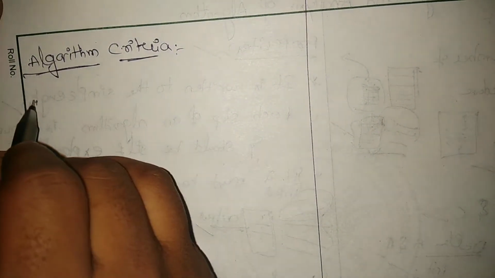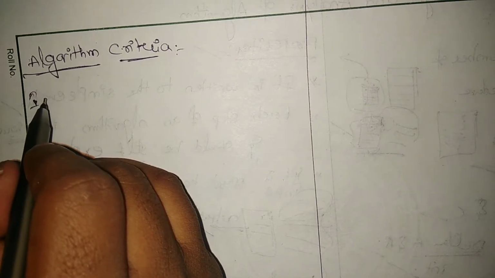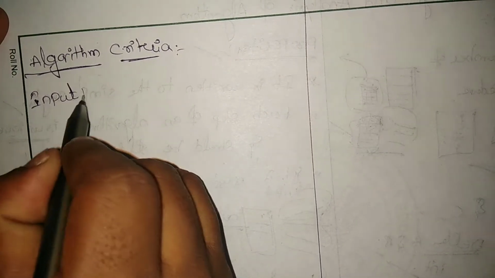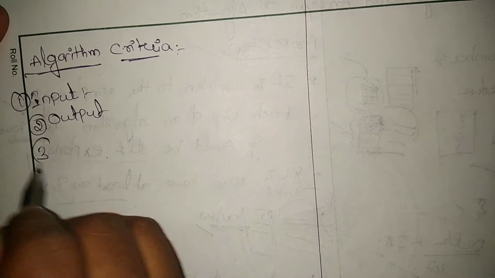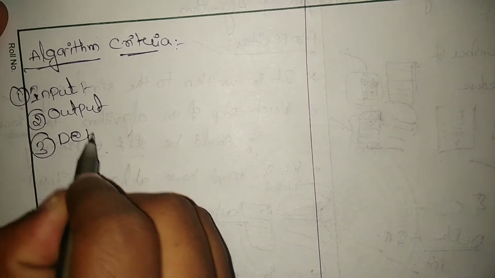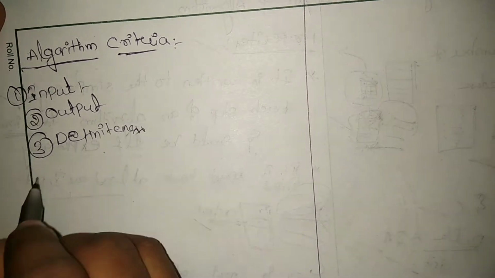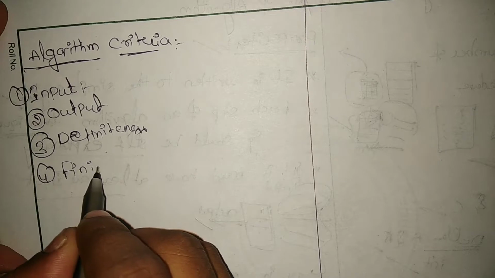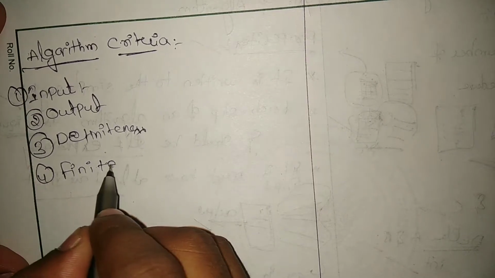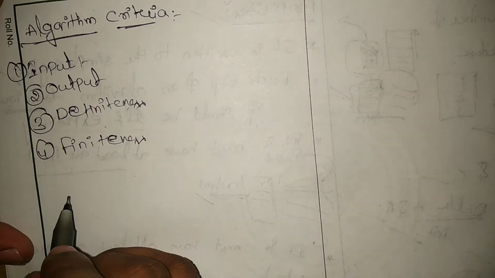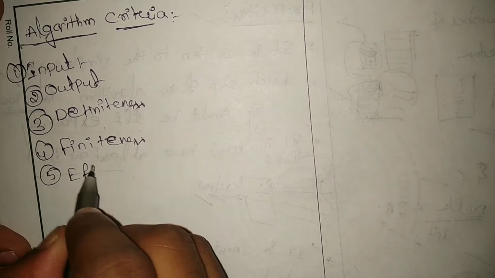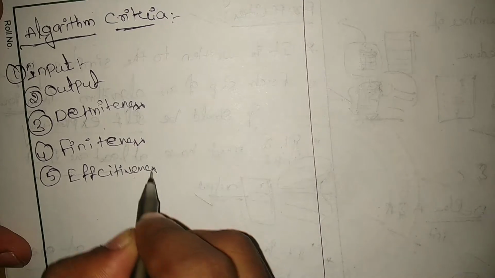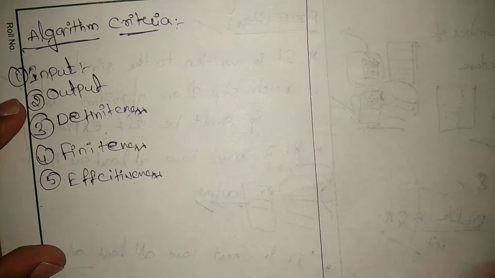Algorithm criteria. Generally there are five criteria. The first is input, then output, then definiteness, the fourth is finiteness, and the fifth is effectiveness. These are the five criteria of algorithms.